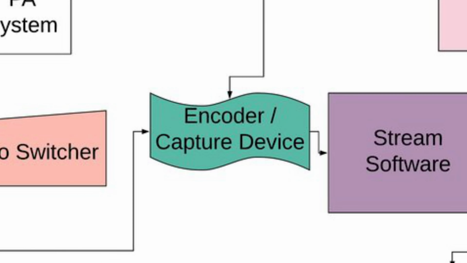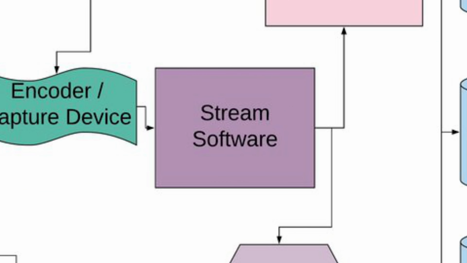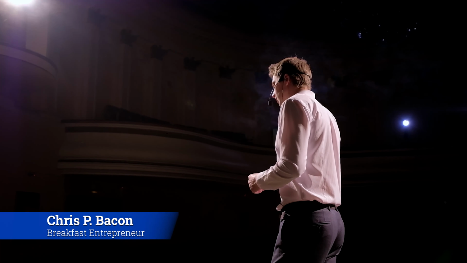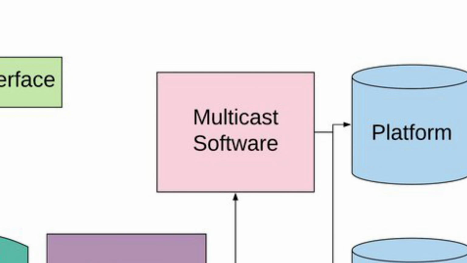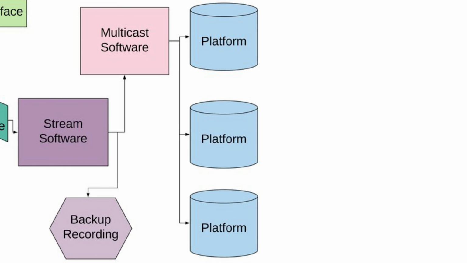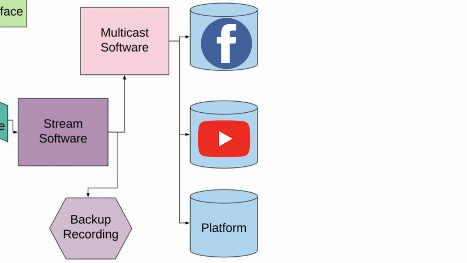After your audio and video have both gotten to the encoder or the capture device, stream software is used to add graphics or other elements to your live stream. This can be sent out to another backup recorder or to a multi-stream software, which can then ultimately output to multiple destinations like Facebook Live, YouTube Live, or your company website.